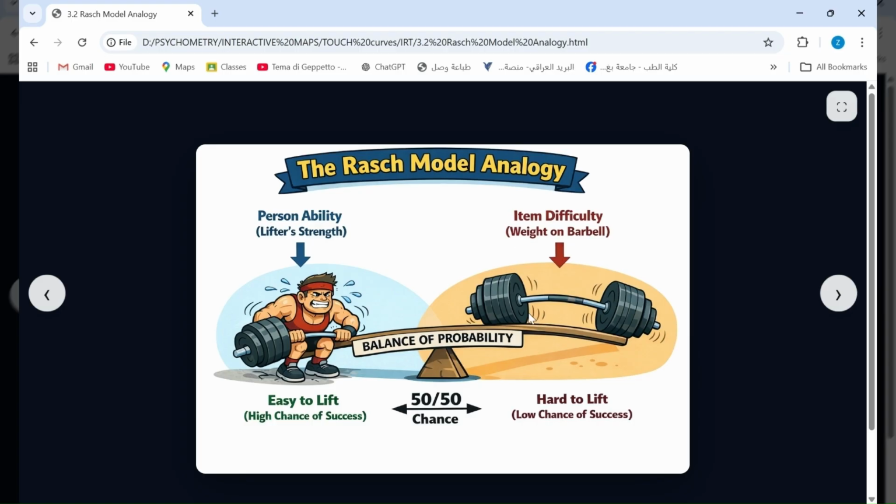So here, if the weight of the barbell is of the same magnitude as the lifter's strength, both of them are equal. So he will have a 50-50% chance of elevating it, of lifting it. All right.